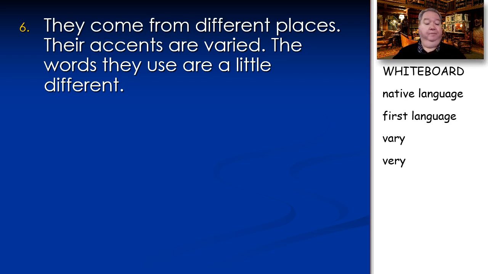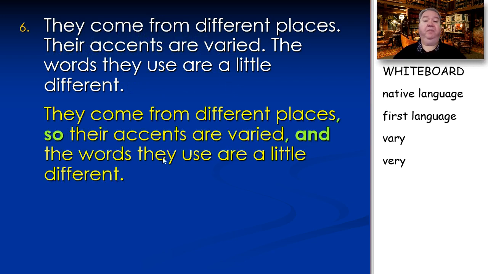So, which conjunctions do we need here? They come from different places. As a result of that, because they come from different places, their accents are varied. So they come from different places, so their accents are varied. The words they use are a little different. This also happens. So, they come from different places, comma, conjunction, so their accents are varied, and the words they use are a little different.